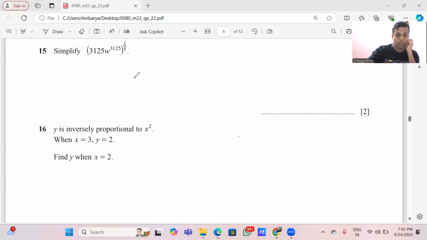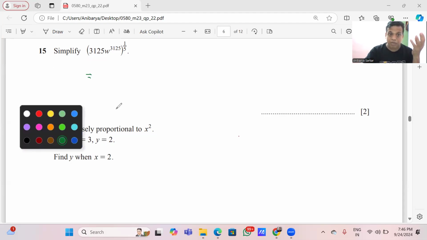How do we solve the first one? The first one is 3125, and as it is 1 by 5, 5 is the denominator. So you have to write 3125 as some number to the power 5.